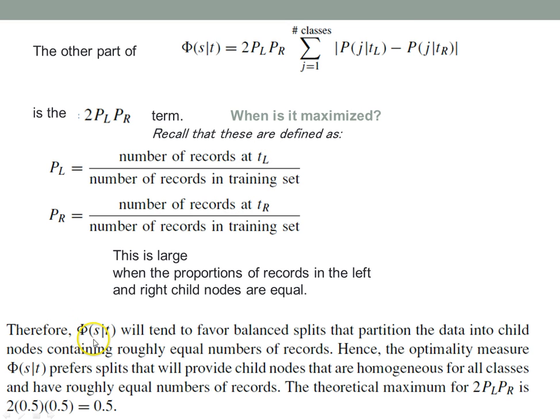Okay? Therefore, this will tend to favor balanced splits that partition the data into child nodes containing roughly equal number of records. Hence, this optimality measure. So this is our optimality measure, right? This is what we're using to decide what's best. So hence, the optimality measure prefers splits that will provide child nodes that are homogeneous for all classes and have roughly equal number of records. So roughly equal number of records, that's what we just said. That's this part. And what does homogeneous mean? That means pure. Homogeneous means pure. Means basically all the same.